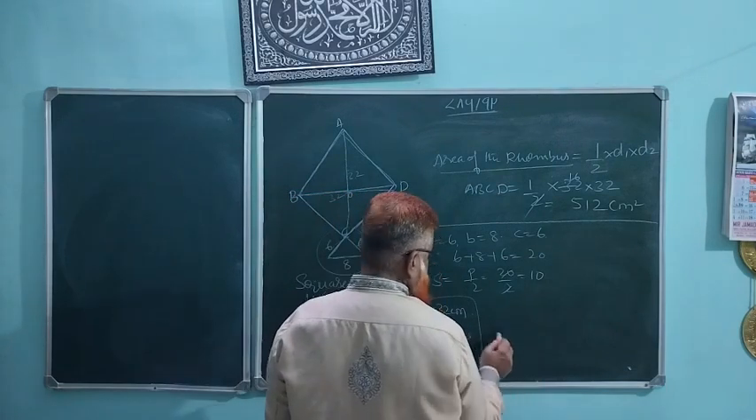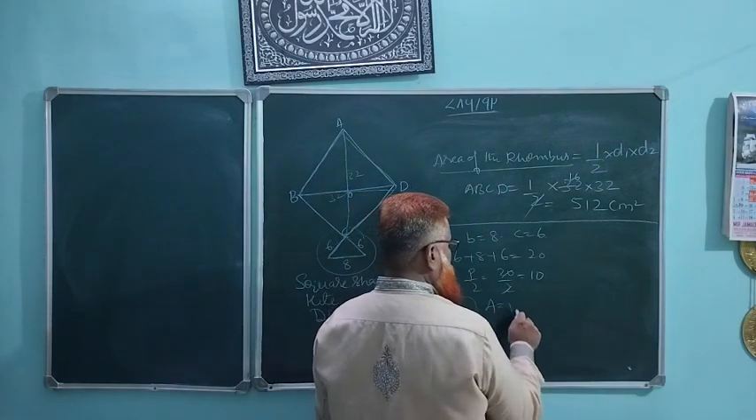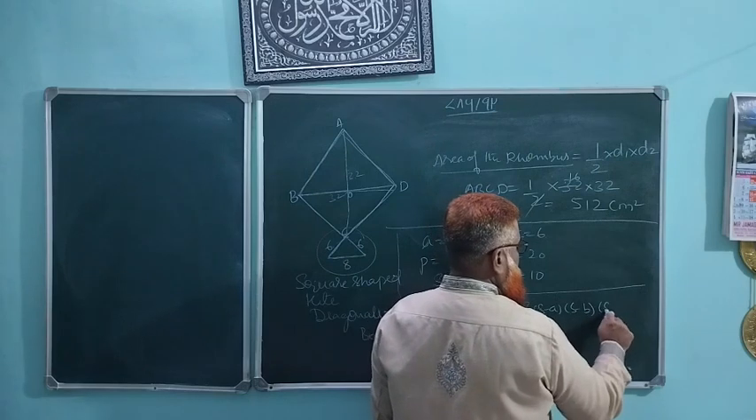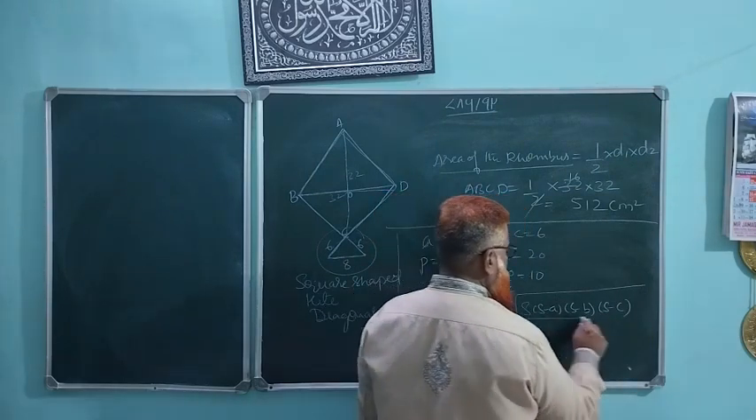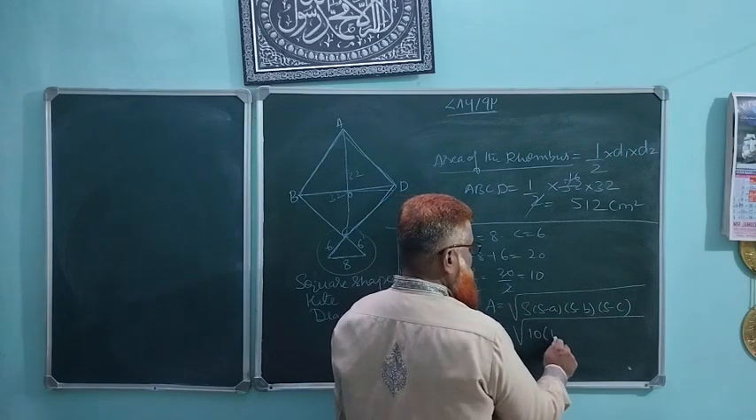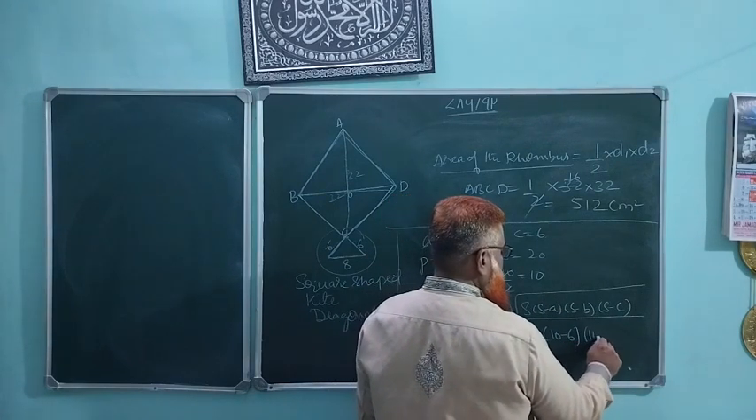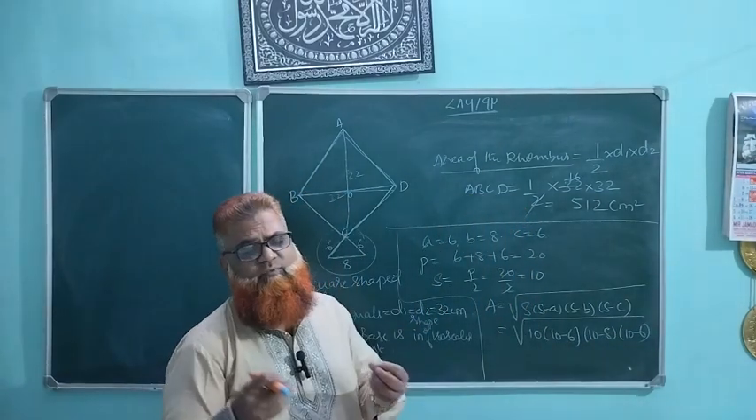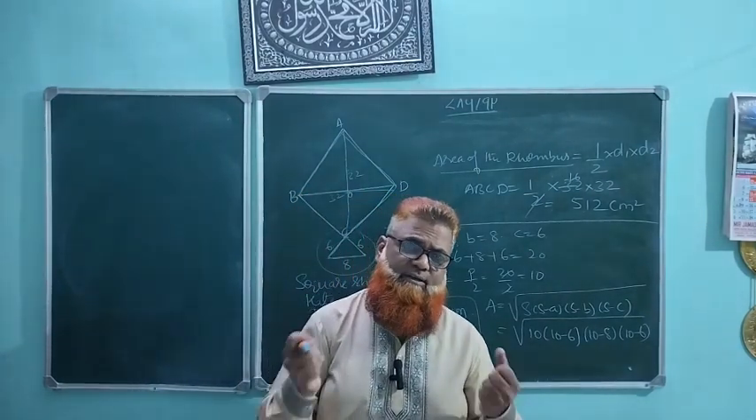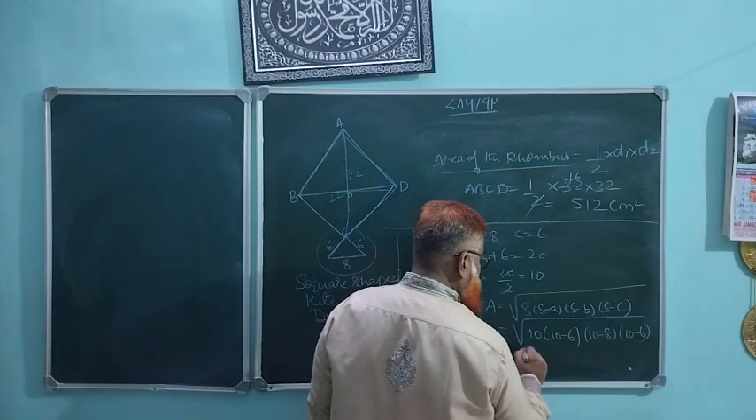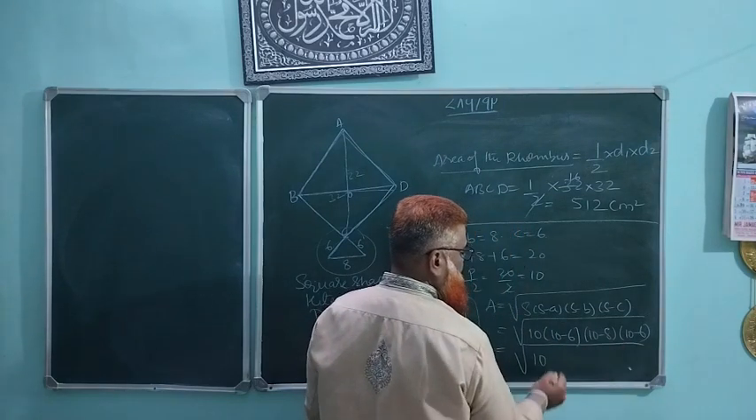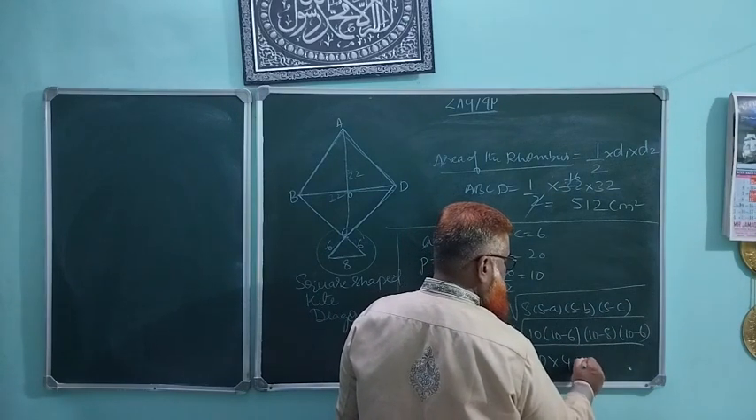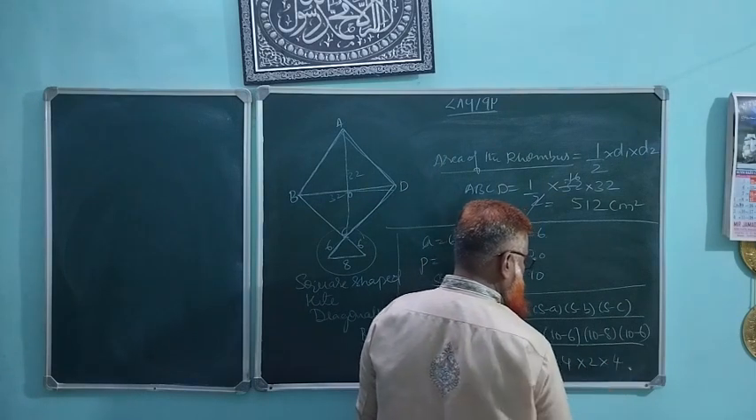Alright. Now apply it. Area is equal to under root of S into S minus A, S minus B and S minus C. What is the semi-perimeter? It is 10. So 10 into 10 minus 6, into 10 minus 8, and again 10 minus 6, because it is an isosceles triangle, obviously it gets two sides equal. Now it is 10 into, look at the board carefully, 10 minus 6 is 4, 10 minus 8 is 2, 10 minus 6 is again 4.